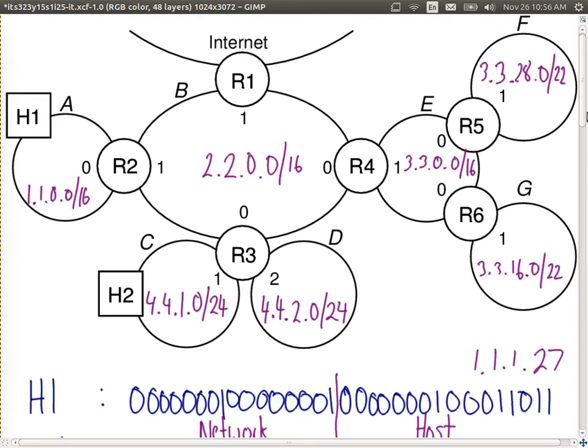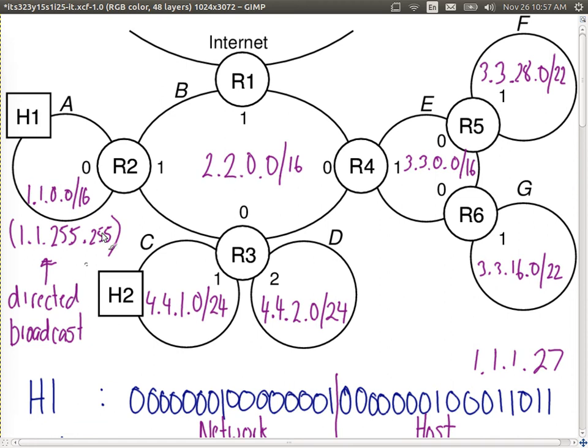I'll just, to be complete, write it here in brackets. So this was the network address and this the broadcast, 1.1.255.255. The directed broadcast. We'll see there's an alternative later. And the other subnets would have a corresponding directed broadcast address.